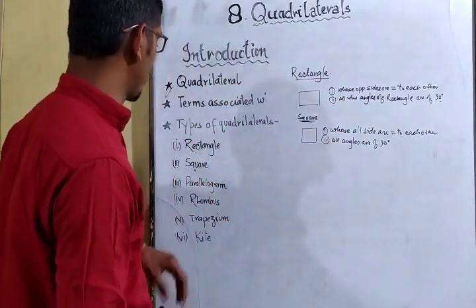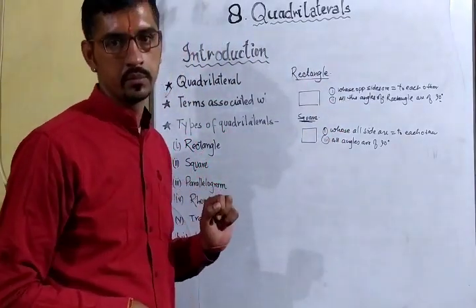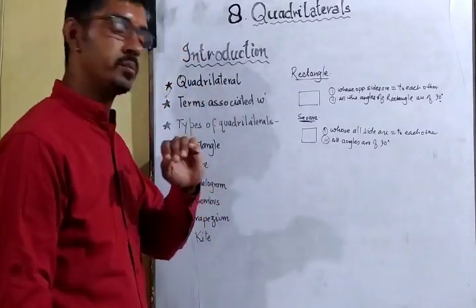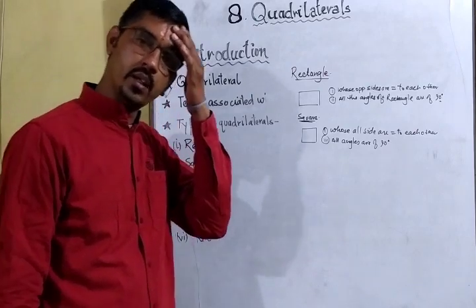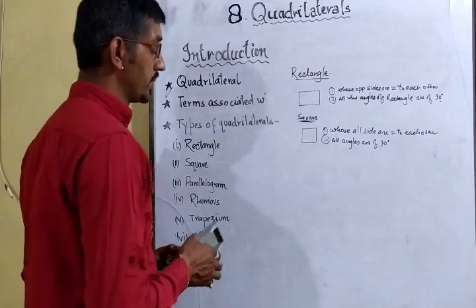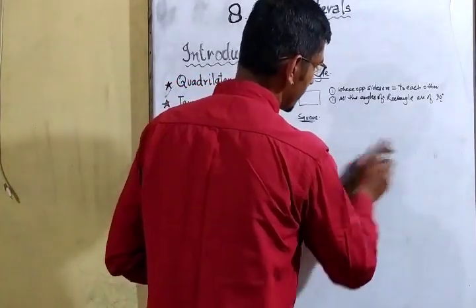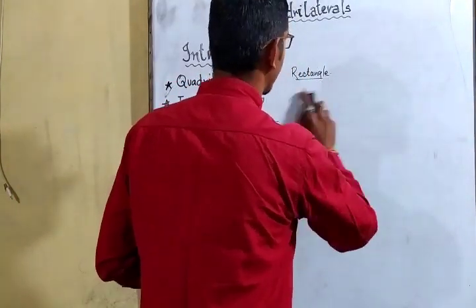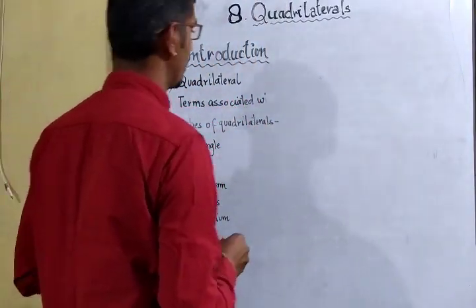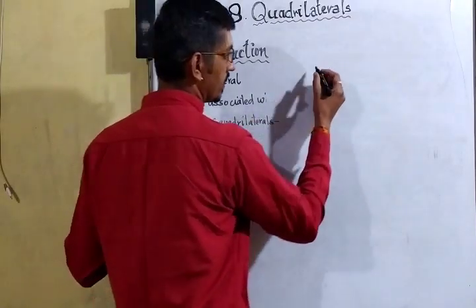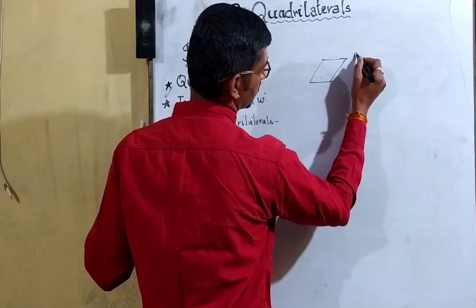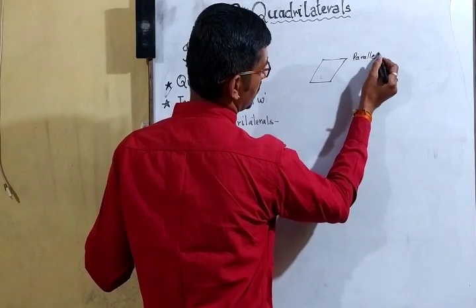Now, very important type of quadrilateral is parallelogram. And that means maximum in this chapter we will deal with parallelogram. So we should know the properties of parallelogram as well. Very important property. That means this figure is parallelogram. So what is parallelogram? So I'm just writing the properties of parallelogram. First, diagram of parallelogram.